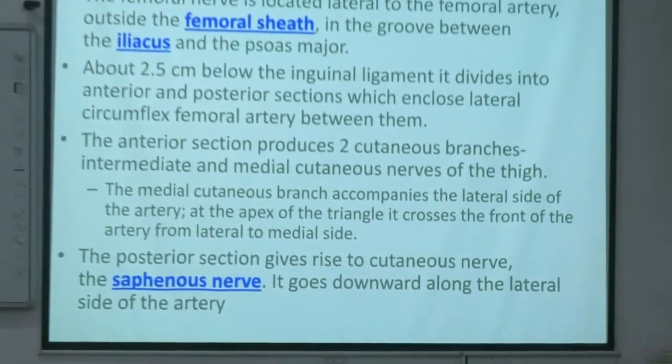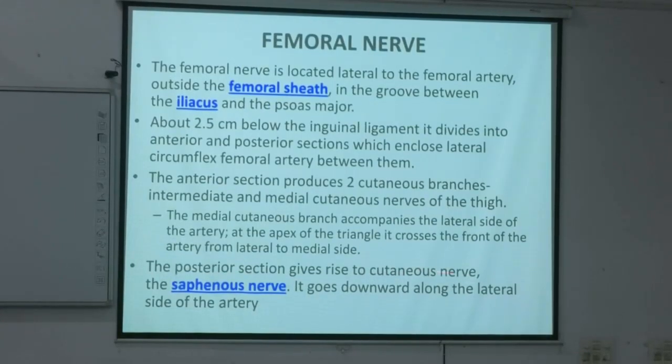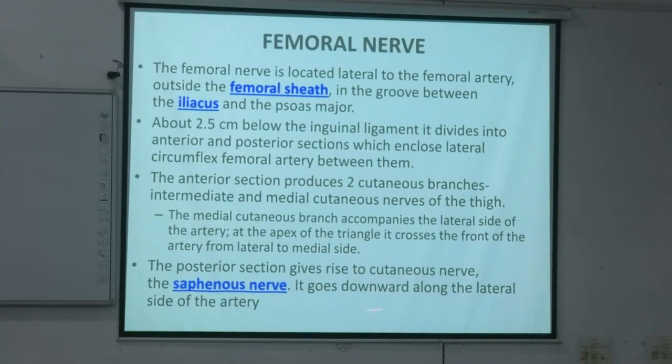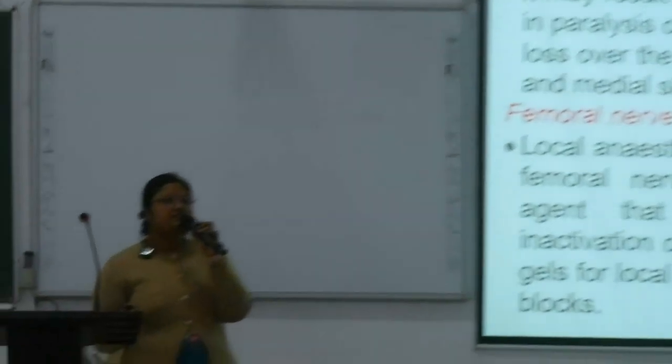Okay. So, two cutaneous branches, one muscular branch supplying the sartorius, and the posterior division gives only one cutaneous branch and the rest muscular branches. One cutaneous branch is known as the saphenous nerve. It goes downward along the lateral side of the artery, and muscular branches supply the four muscles of the quadriceps femoris: rectus femoris and three vasti, vastus medialis, lateralis, and vastus intermedius. All these are supplied by this posterior division of the femoral nerve.